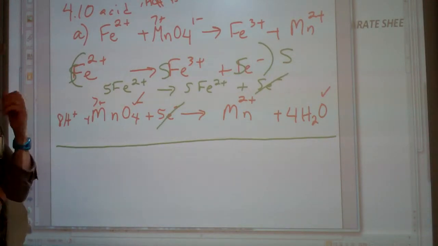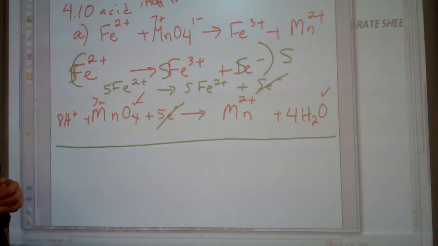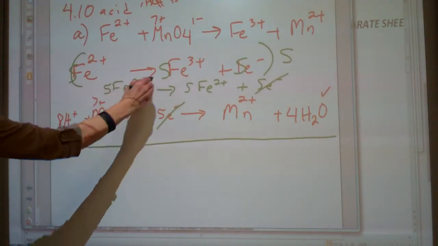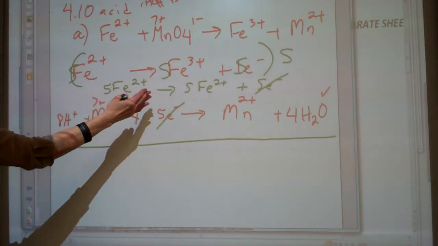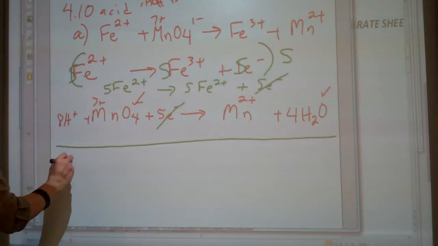Okay, so tell me everything, Kayla, that's to the left of the arrow between these 2 half reactions. What do I have left? What wasn't crossed out on the left of the green and this red one? Iron. How many?